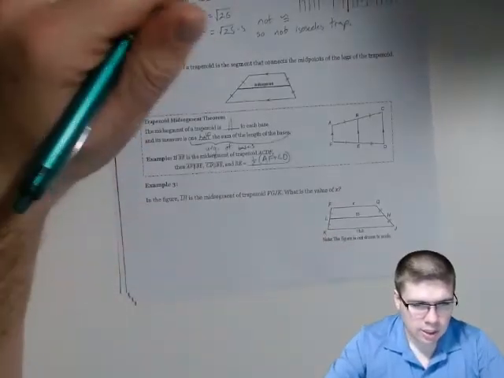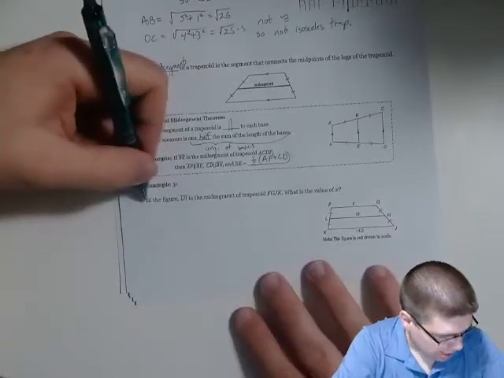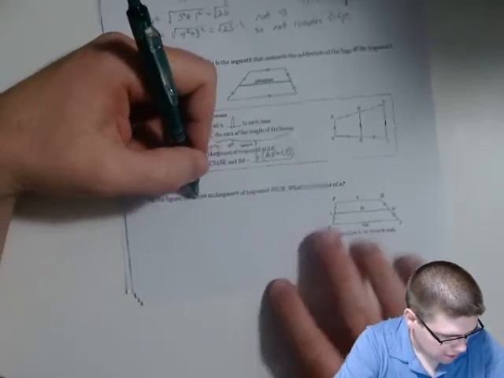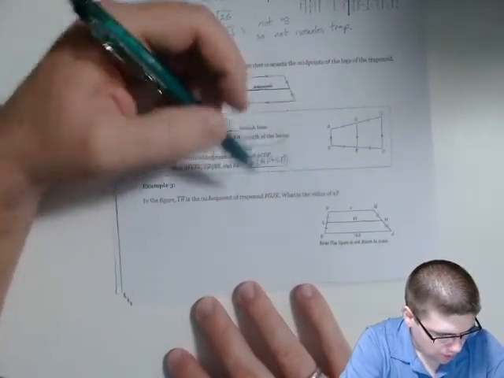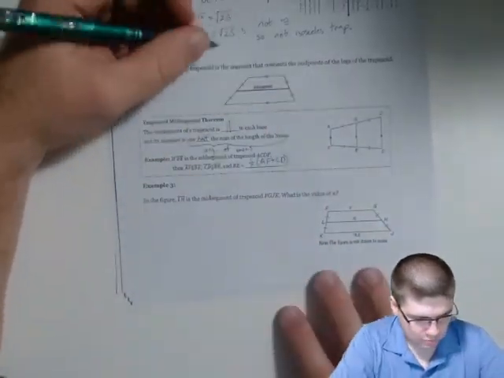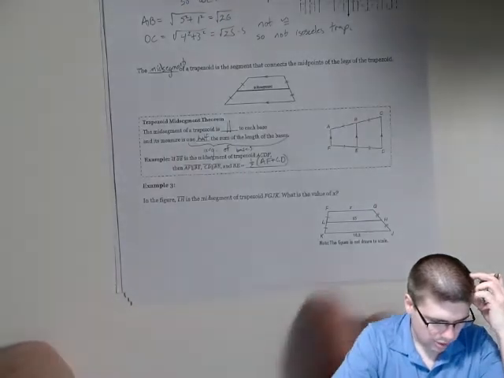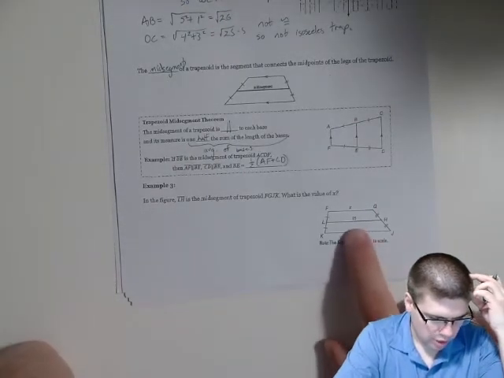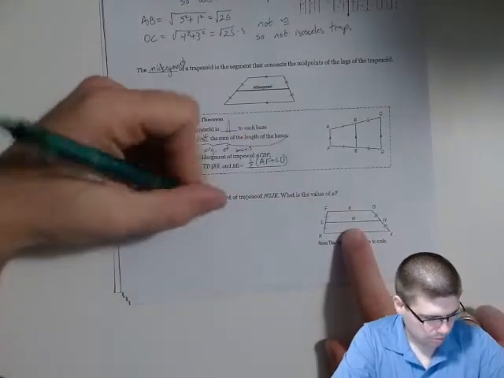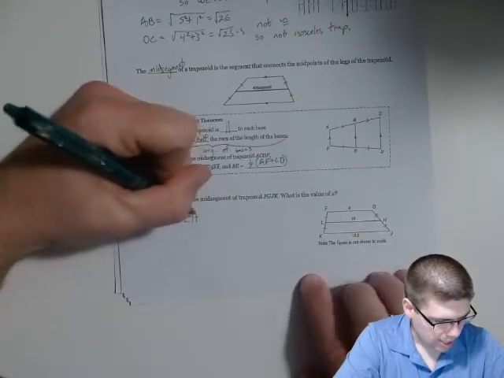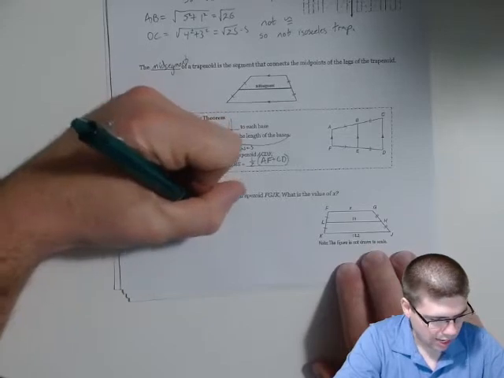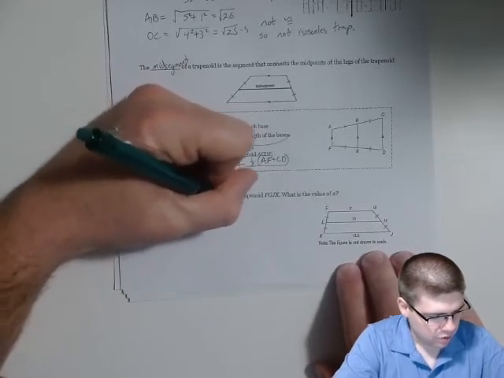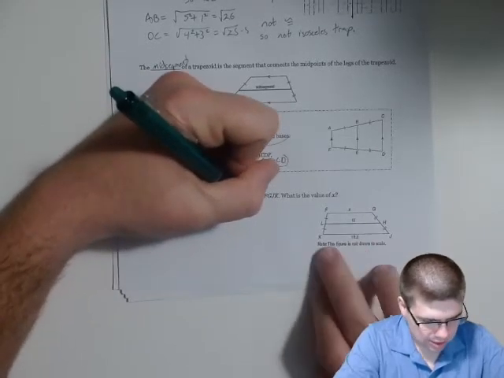All right, so looking at an example here, in the figure, LH is the mid-segment of trapezoid FGJK. What is the value of X? So we can set up this relationship. We know that this LH, I'm going to write out the formula without any symbols. LH should be the average of these two, so it should be 1/2 of FG plus KJ.